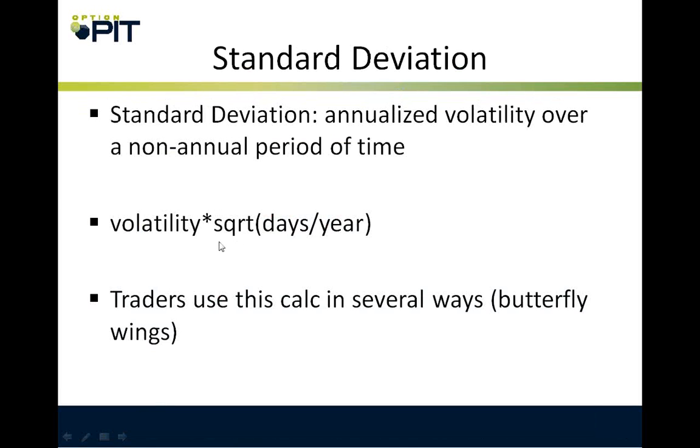Now, standard deviation. These are all nice buzzwords. Standard deviation is annualized volatility over a non-annual period of time. And this is something that I use all the time. For instance, when I'm calculating the wings of a butterfly, I use standard deviation. When I'm trying to figure out my probability of profit, standard deviation. When I'm figuring out whether I want to stay in a trade, standard deviation. And what it is: the volatility times the square root of the days over a year, times the price. Times the price.